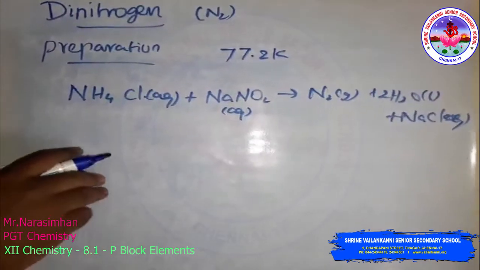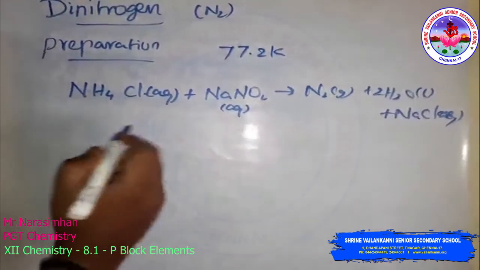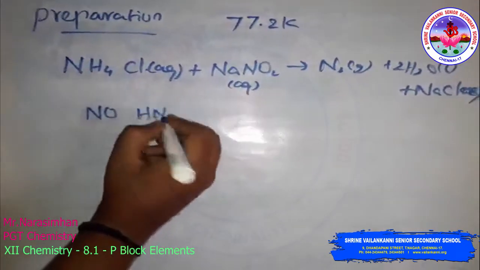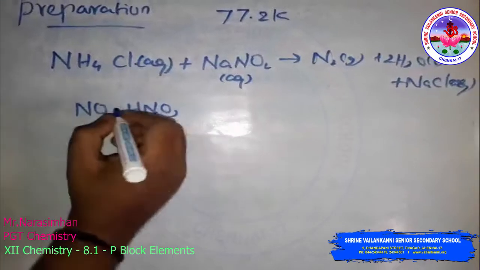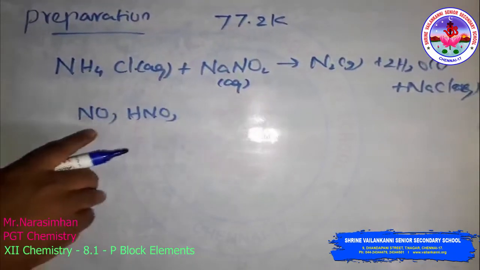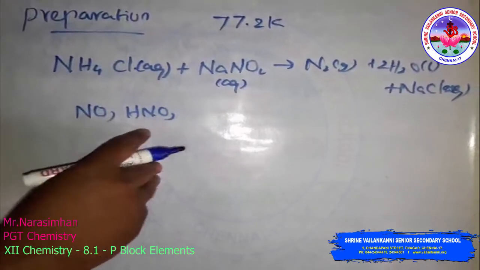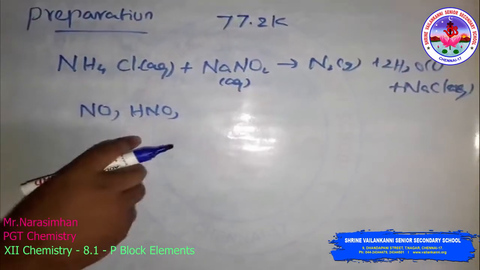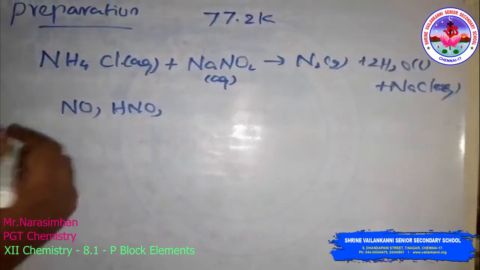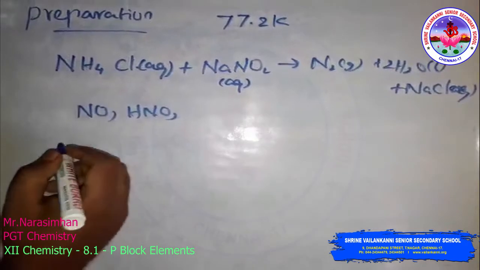Here, small amounts of impurities like nitrogen monoxide and HNO3 are also formed. These impurities can be removed by passing the gas through aqueous sulfuric acid containing potassium dichromate. It can also be obtained by the thermal decomposition of ammonium dichromate.